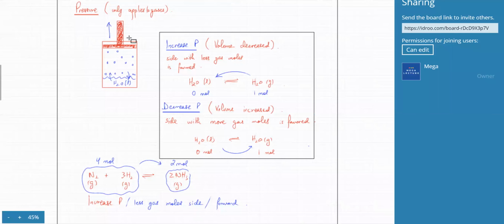Like if you compress it, you're forcing them to go together. You're forcing them to be closer to each other, right? So they're going to bump into each other more, and there's going to be a lot faster reaction, right?